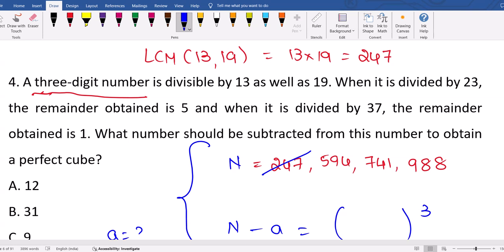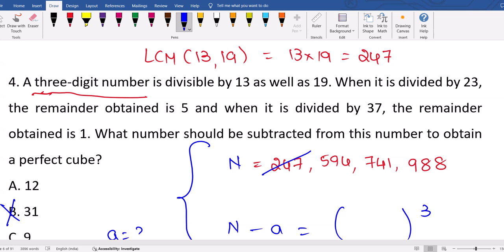Okay, so don't say the answer is 31. Sir, 247 minus 31 is 216, a perfect cube, sir. Before that, there are 2 other steps. See, people worry about 31. I have 247 minus 31, 216. Yes, 216 is a perfect cube, 6 cube. But the answer is not 31, because 247 is eliminated already. It's not satisfying my other condition, 23 divisibility.